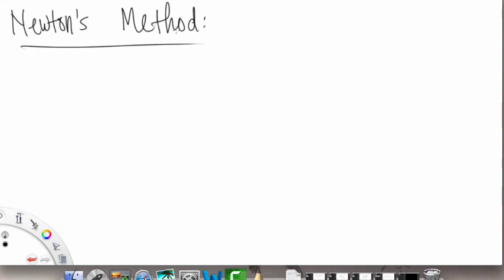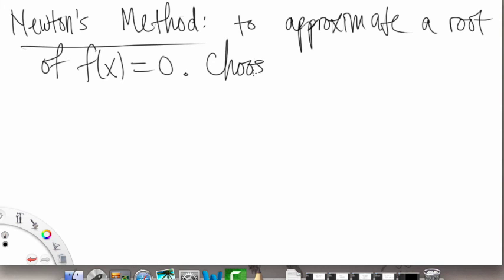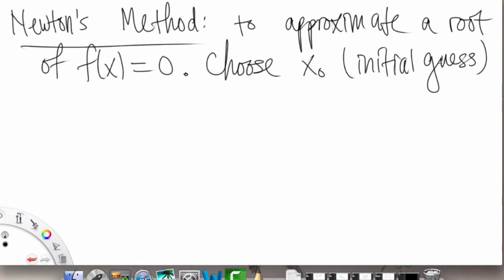So here on the next slide, I'll address Newton's method. I'll state it formally. So Newton's method is used to approximate a root, a solution, of f of x, our function, equal to 0. So what we do is we choose an x naught, which is our initial guess, right? Sometimes the problem will give you the initial guess to start with, which is pretty nifty.